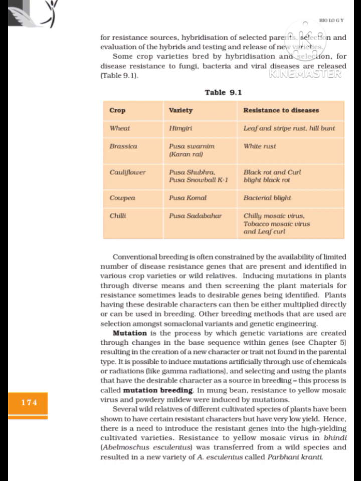Conventional breeding is often constrained by the availability of a limited number of disease resistance genes that are present and identified in various crop varieties or wild relatives. Inducing mutations in plants through diverse means and then screening the plant materials for resistance sometimes leads to desirable genes being identified. Plants having these desirable characters can then be either multiplied directly or can be used in breeding. Other breeding methods that are used are selection amongst somaclonal variants and genetic engineering.